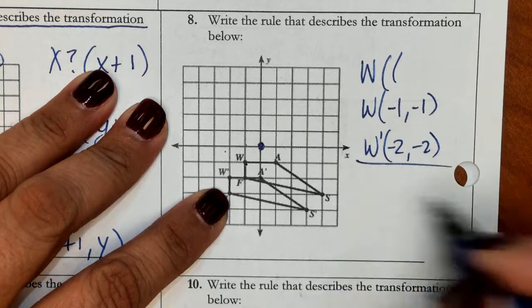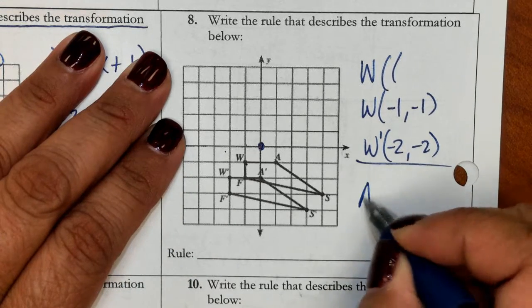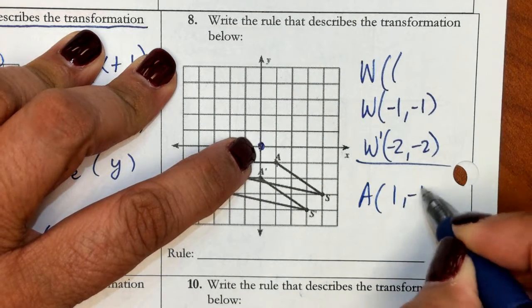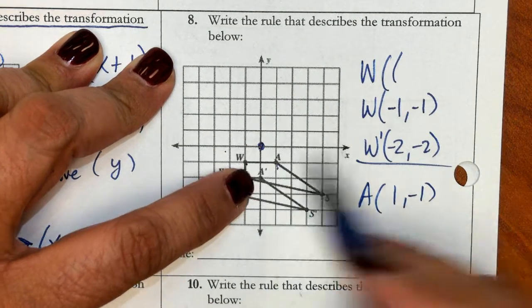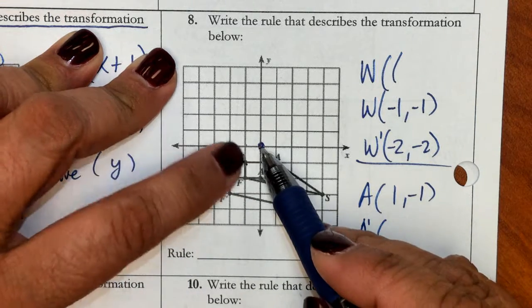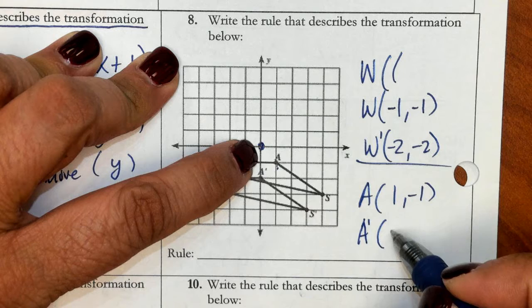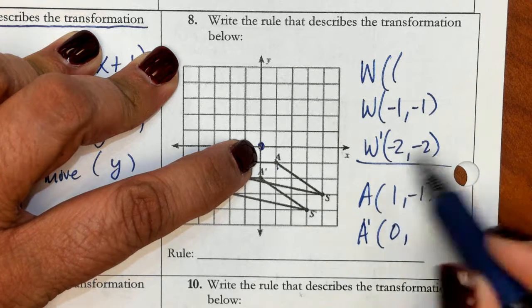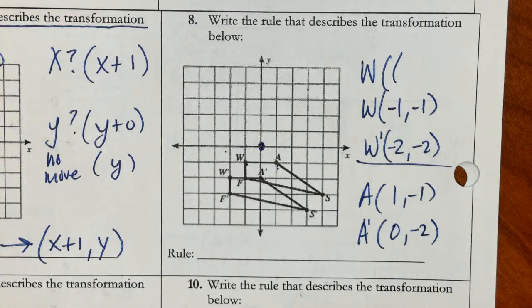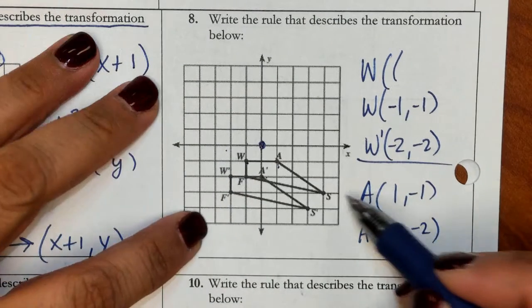So let's try it again now with A. A is 1, negative 1. Let's look at A prime. A prime went 0. We didn't move at all on the 0. Okay, but he came down negative 2. All right? And then let's look at S.